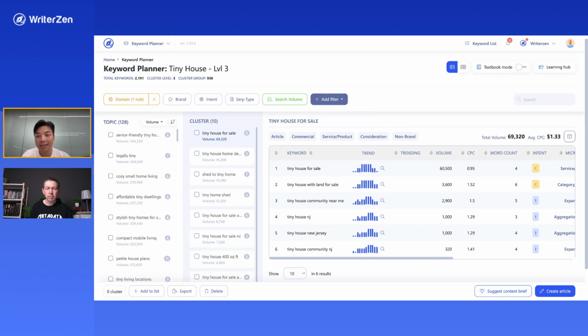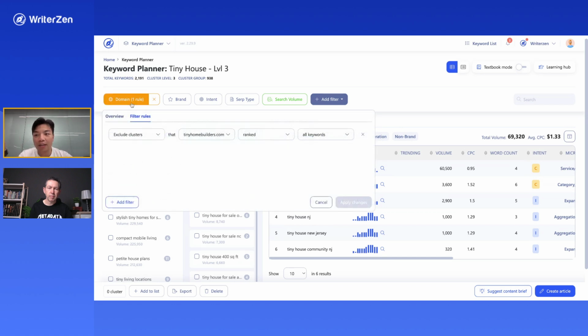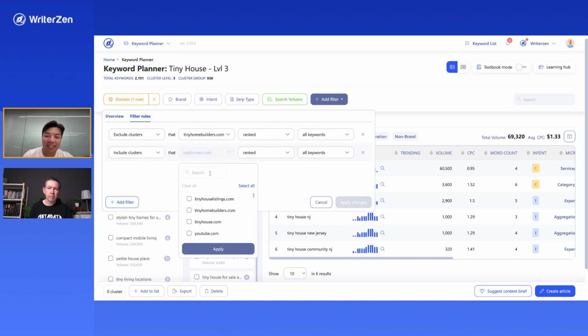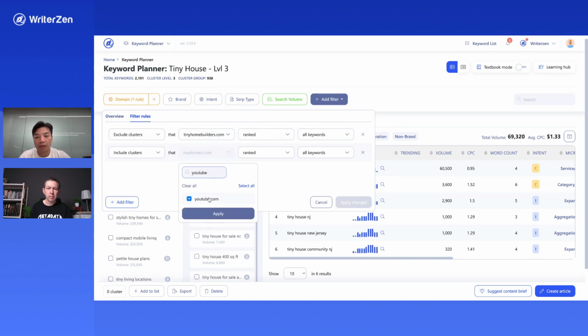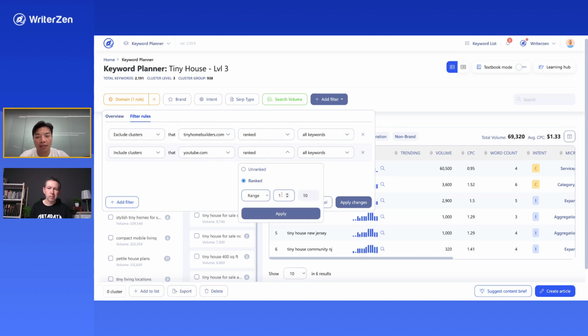This is the gap of the market. Out of this list, these are the clusters they have not ranked for at all, right? So you can even play around with it a little bit. Okay, now that we exclude all the clusters that they have, let's add a filter. Now let's include all the clusters that, let's say, the YouTube website ranks for, where the range is 1 to 5.